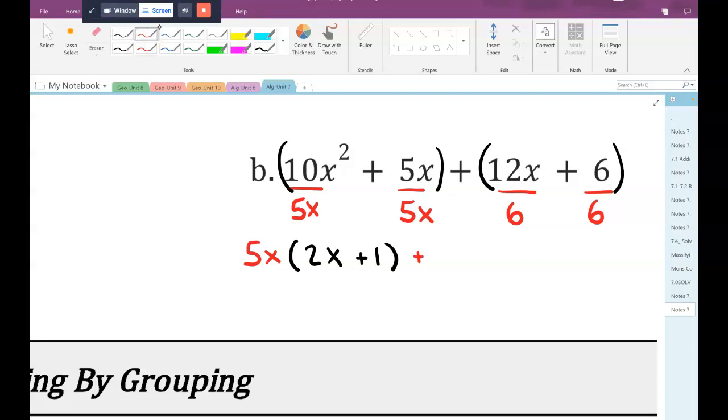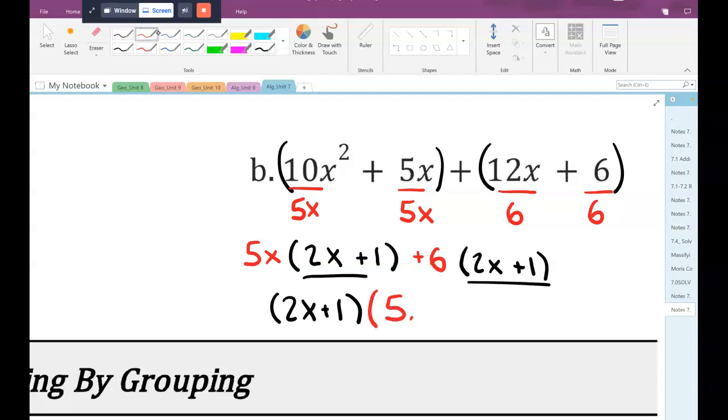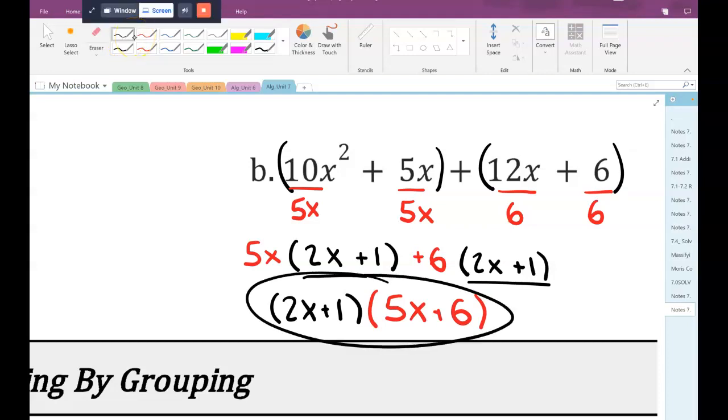And I factored out a positive 6. So then again, my second parentheses, 12x divided by 6 is 2x. 6 divided by 6 is positive 1. So again, we got a pair that matches, and that's good for us. So we group these 2 together. That's one of our factors, 2x plus 1. And then we write our second factor. So there we go. 2x plus 1 times 5x plus 6 would be our final answer.